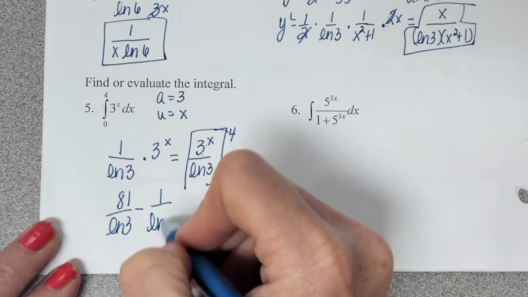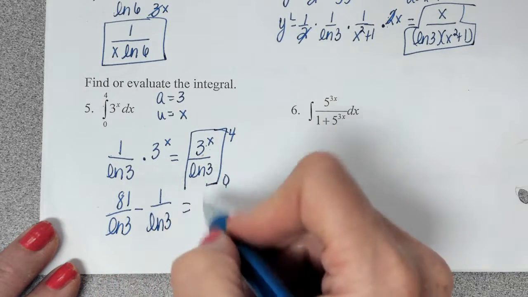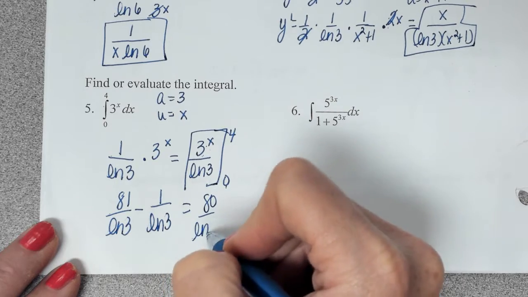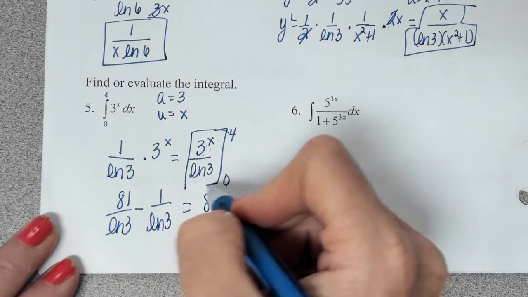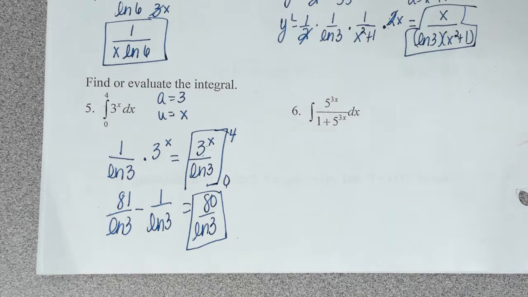1 over natural log of 3. So 81 minus 1 is just 80 over the natural log of 3. So that's going to be our exact answer. That's what we want to have for the exact.